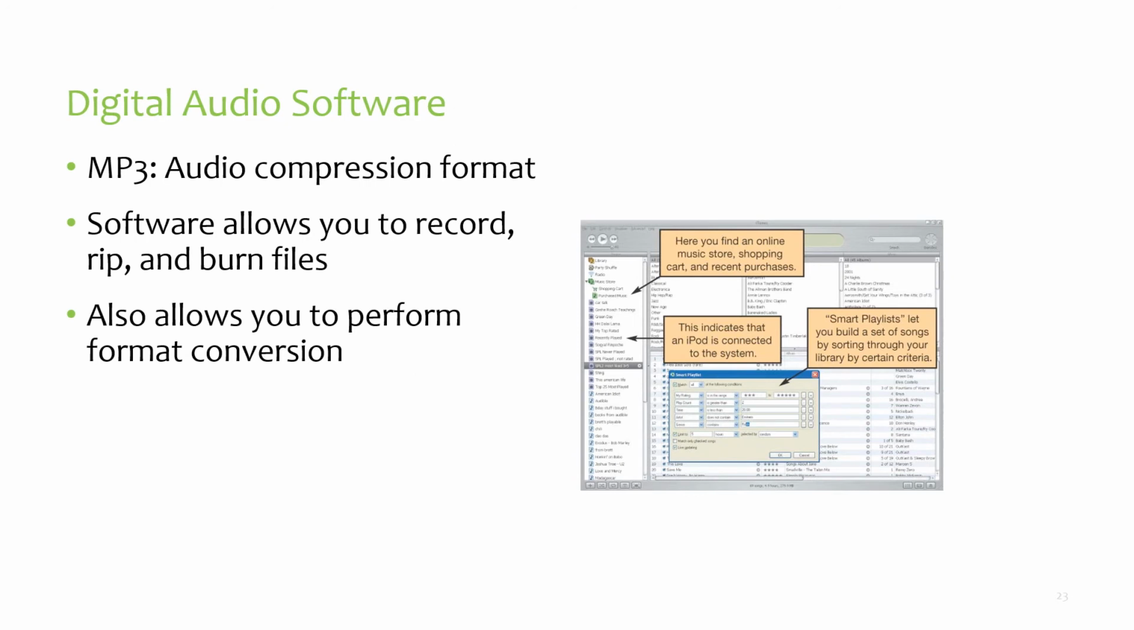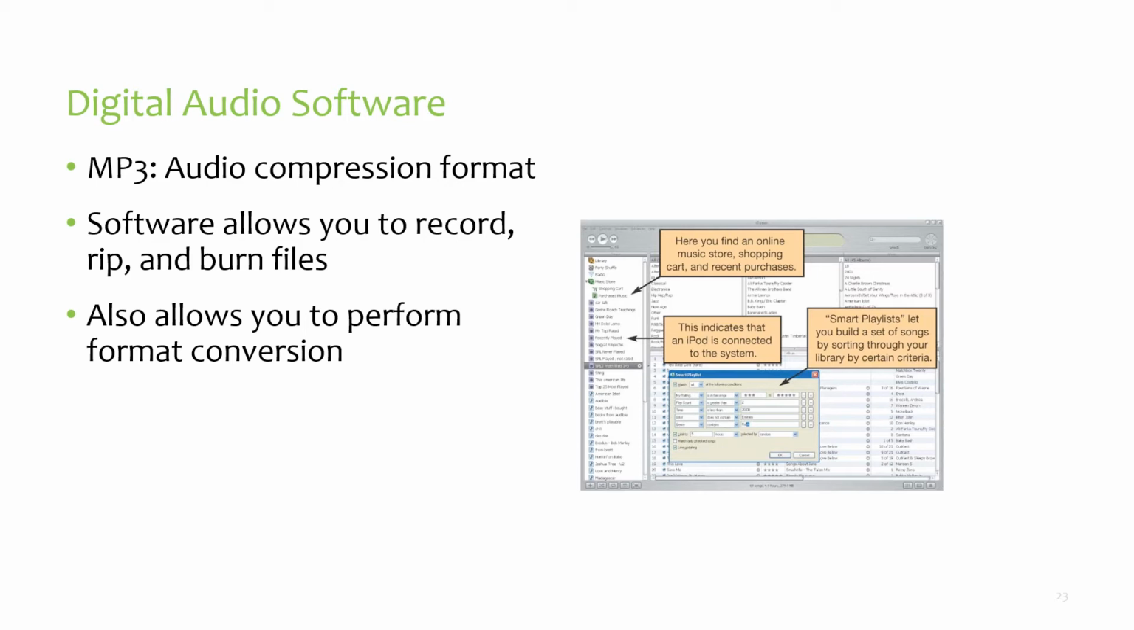MP3 is the audio compression format that reduces the file size of traditional digital audio files so more files take up less storage capacity. Hundreds of digital audio software applications are available to allow you to copy, or rip, play, edit, and organize MP3 files, as well as to record and distribute your own music online. Most digital audio software programs support one of the following functions.